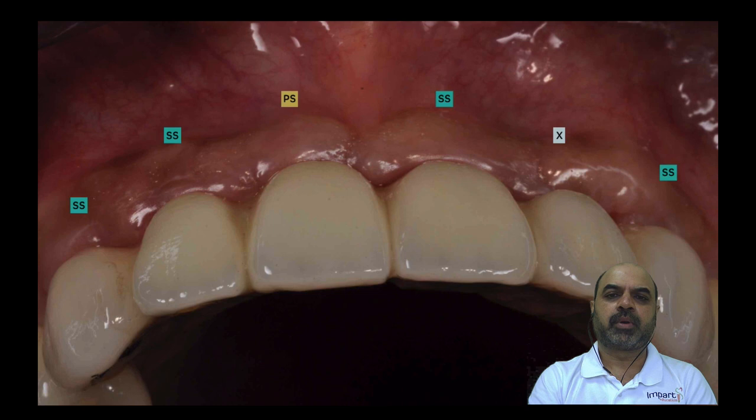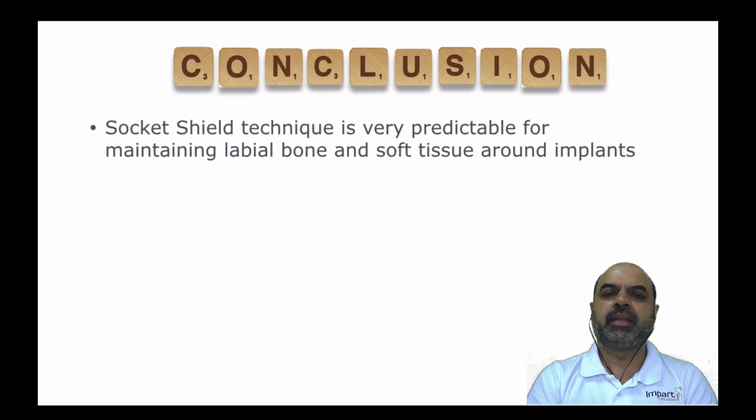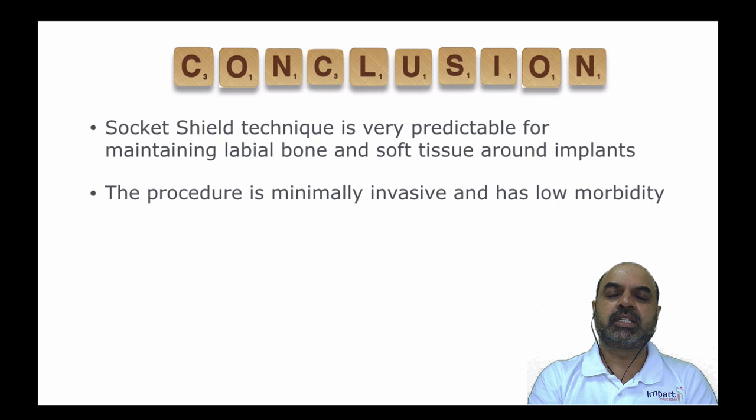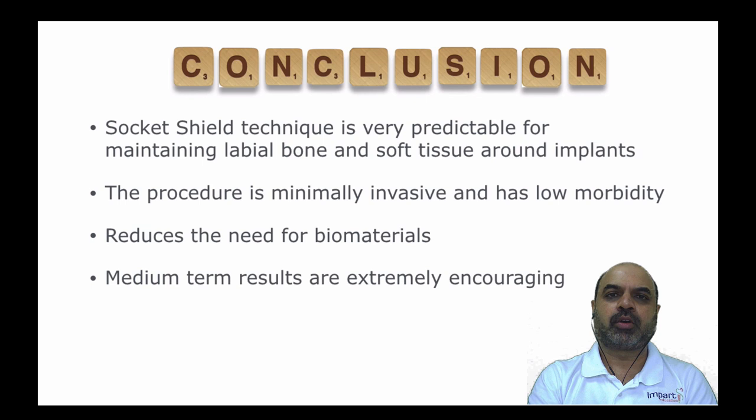So my concluding statements here, the socket shield technique is very predictable for maintaining labial bone and soft tissue around implants. The procedure is minimally invasive, it has very low morbidity. It reduces the need for biomaterials, which again is according to me a very positive aspect of this technique, is that the overall expense of the procedure can be brought down by reducing the number of biomaterials that we tend to use. The medium-term results are extremely encouraging, what we have seen. In fact, groups have now gone on to even 10-year data. So we have also started looking at long-term results, which have been extremely promising.